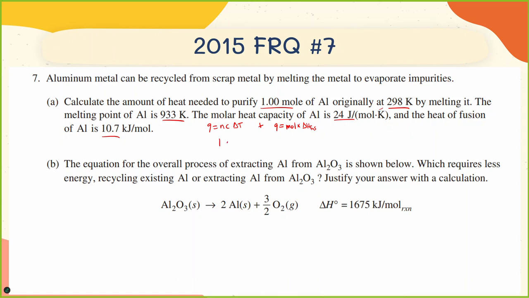So 1 mole, and your C, the molar heat capacity, would be 24 joules per mole K. And to get up to the melting point, 933 is your melting point, minus the 298 K. So this is how much heat you have to add in order to get up to the melting point.